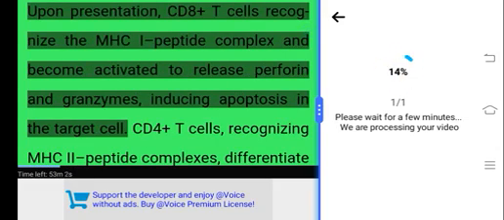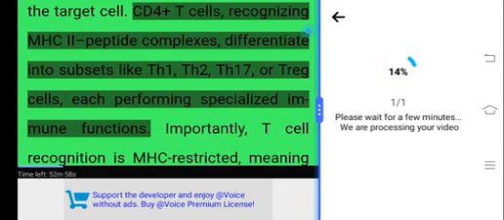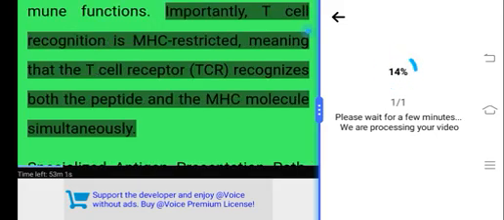Upon presentation, CD8+ T cells recognize the MHC I-peptide complex and become activated to release perforin and granzymes, inducing apoptosis in the target cell. CD4+ T cells, recognizing MHC II-peptide complexes, differentiate into subsets like Th1, Th2, Th17, or Treg cells, each performing specialized immune functions. Importantly, T cell recognition is MHC restricted, meaning that the T cell receptor (TCR) recognizes both the peptide and the MHC molecule simultaneously.